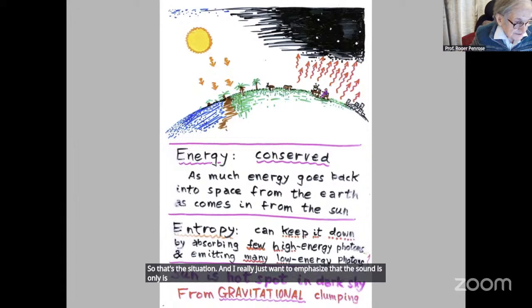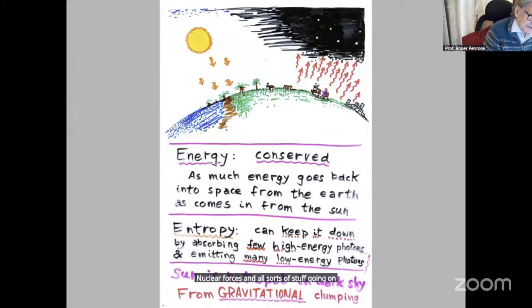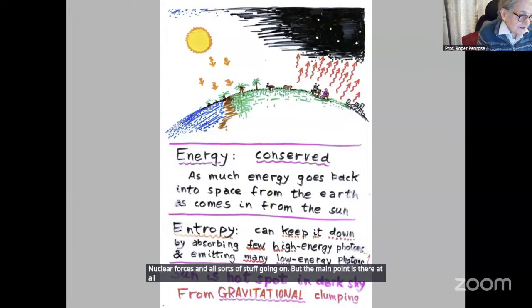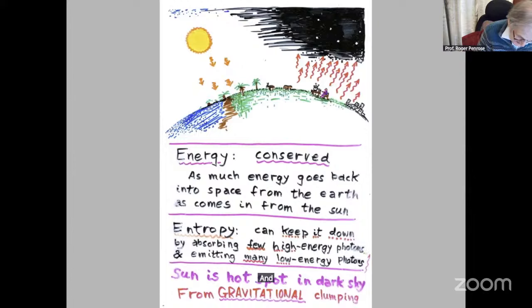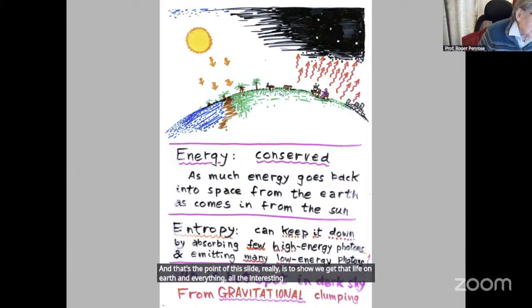And I really just want to emphasize that the sun is there. Of course, there are all sorts of other reasons, nuclear forces and all sorts of stuff going on. But the main point is it's there at all. And it's there because of gravity. And gravity is clumped. And that is what we're living off, if you like, the low entropy in the gravitational field. And that's the point of this slide, really, to show that life on Earth and all the interesting things going on on Earth come from the fact that the sun is there at all.